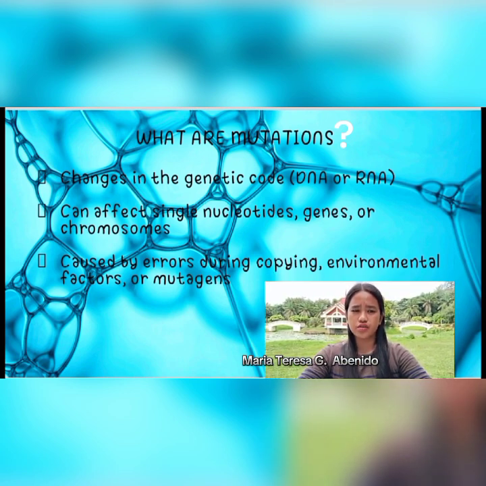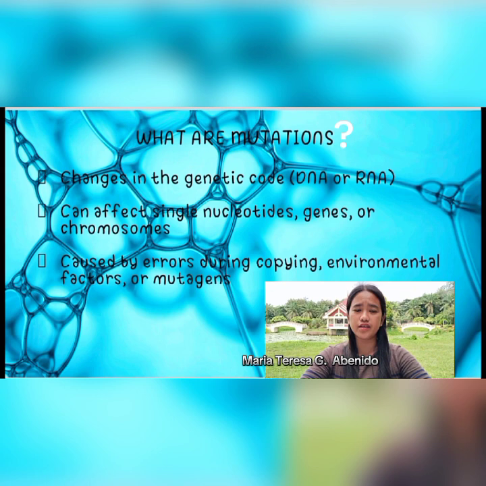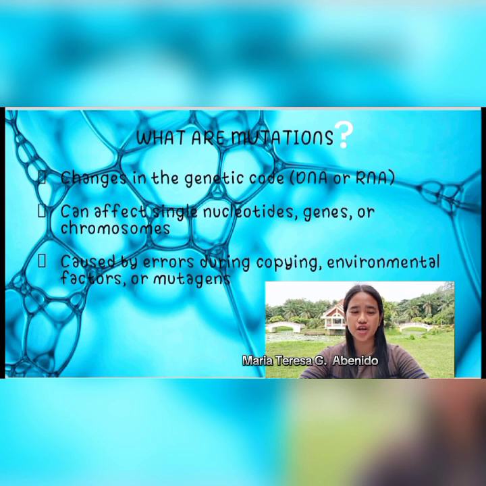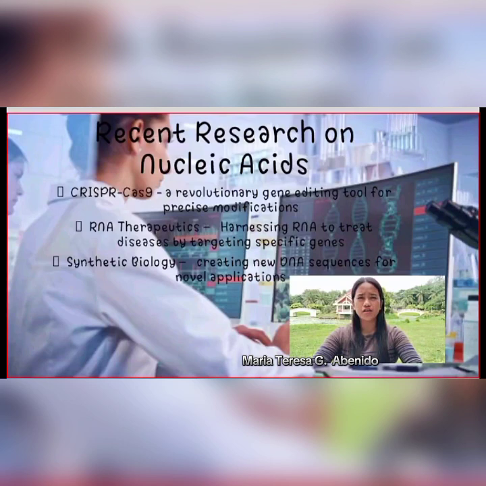An example of mutation is sickle cell anemia. This disease is caused by a single nucleotide mutation in the gene for beta-globin, a protein in red blood cells. This seemingly small change alters the shape of red blood cells, leading to serious health complications. And now, let's talk about the recent research on nucleic acids.